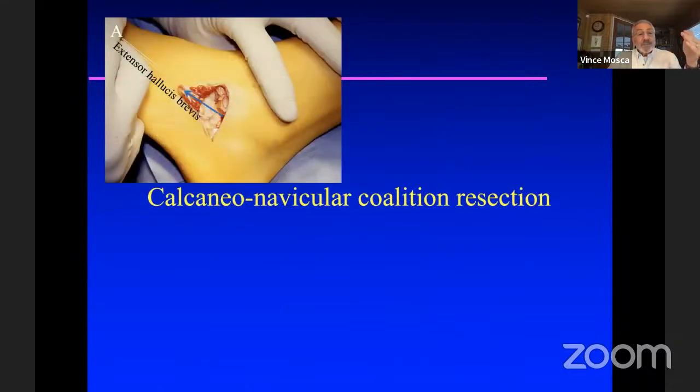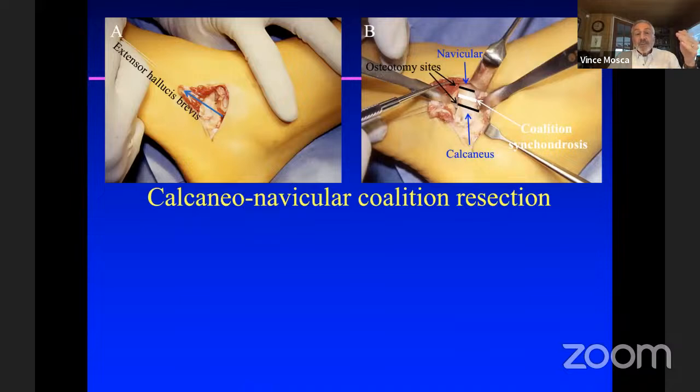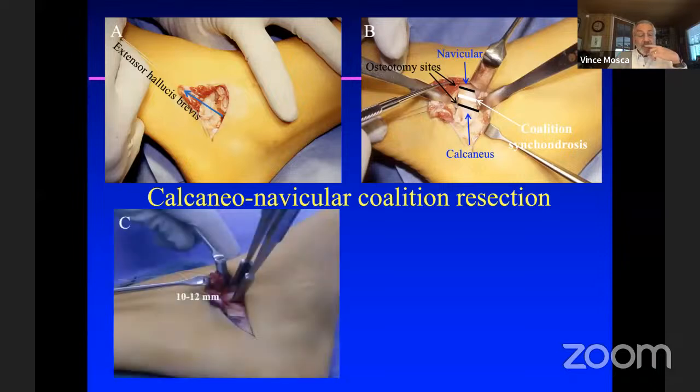Reflect the extensor brevis distally. Expose the bony connection. The white line is the synchondrosis. The two black lines represent the sites where the osteotomies will be performed to remove the segment of bone between the navicular and the calcaneus that includes the synchondrosis. You take small osteotomes that are inserted parallel with each other and parallel with the coalition and about 10 to 12 millimeters apart.